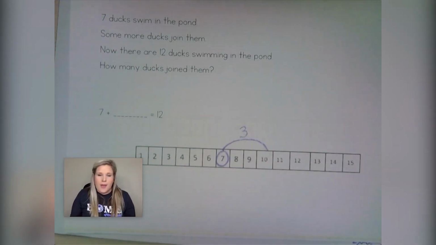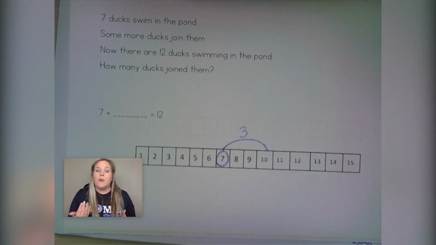Are we going to stop there? No way. We have to keep going to get to the number 12 because at the end of our story problem, there were 12 ducks swimming in the pond. So now I'm going to do my next big hop from the number 10 to the number 12.